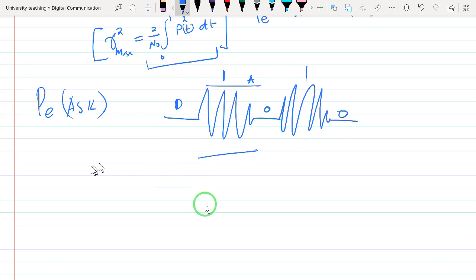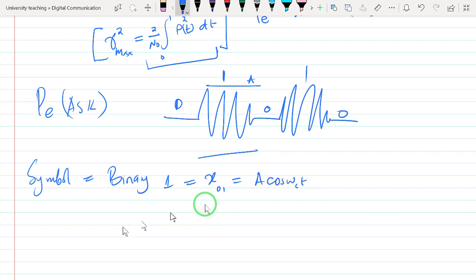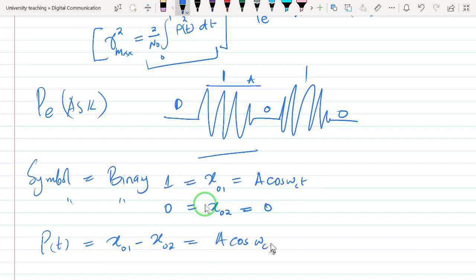So what we know is that symbol 1, which is also represented as binary 1, is represented by the amplitude which we refer to as x01, which is A cos omega c of t, and similarly binary 0 is going to be represented by x02, which equals 0 voltage. And from what we have been able to define, P of t is equal to x01 minus x02, and when we follow these two values, this difference is going to be given by A cos omega c of t.